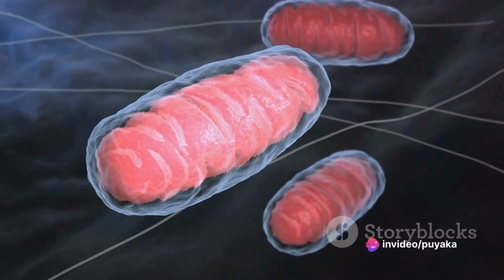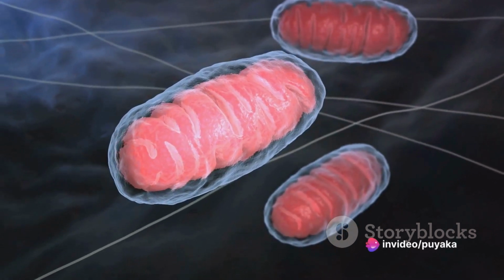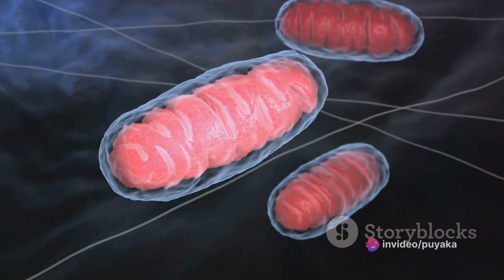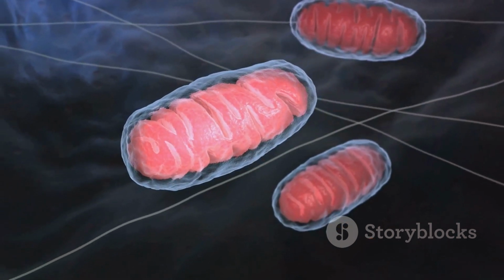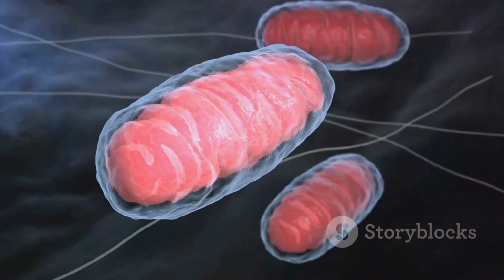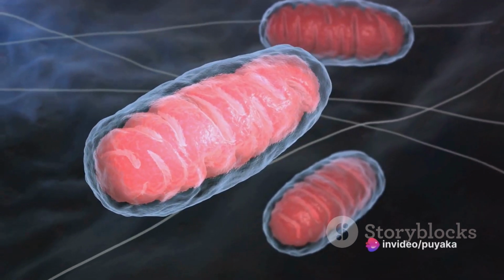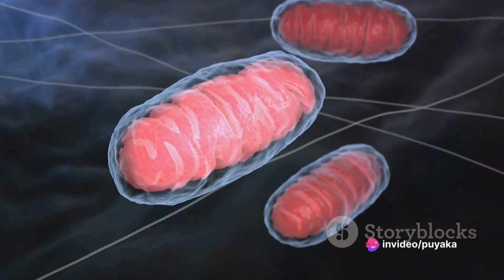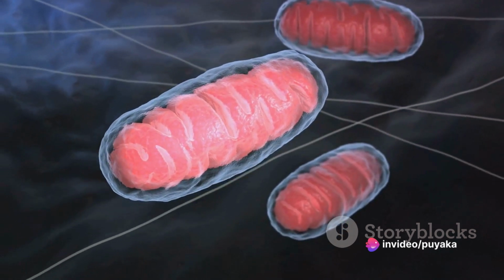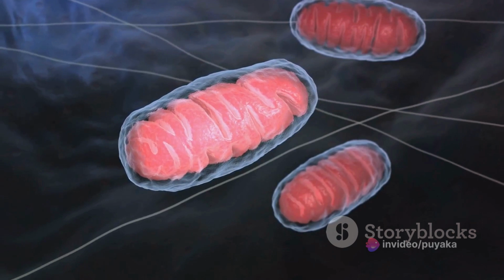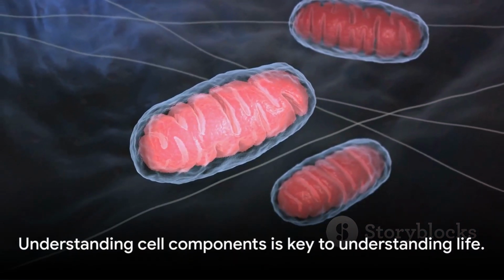The ER transports proteins and lipids, with the rough ER also involved in protein synthesis, and the smooth ER in lipid synthesis and detoxification. The Golgi apparatus packages and sorts proteins and lipids for transport. The mitochondria generate the cell's energy, and the lysosomes break down waste materials and cellular debris.